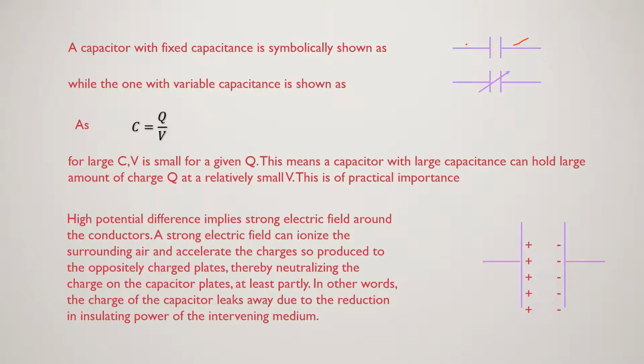So high potential difference implies a strong electric field around the conductor. A strong electric field can ionize the surrounding air and accelerate the charges so produced to the oppositely charged plates, thereby neutralizing the charge on the capacitor. Hence, the charge on the capacitor leaks away due to the reduction in the insulating power of the intervening medium. So all the charge will leak into the surroundings.